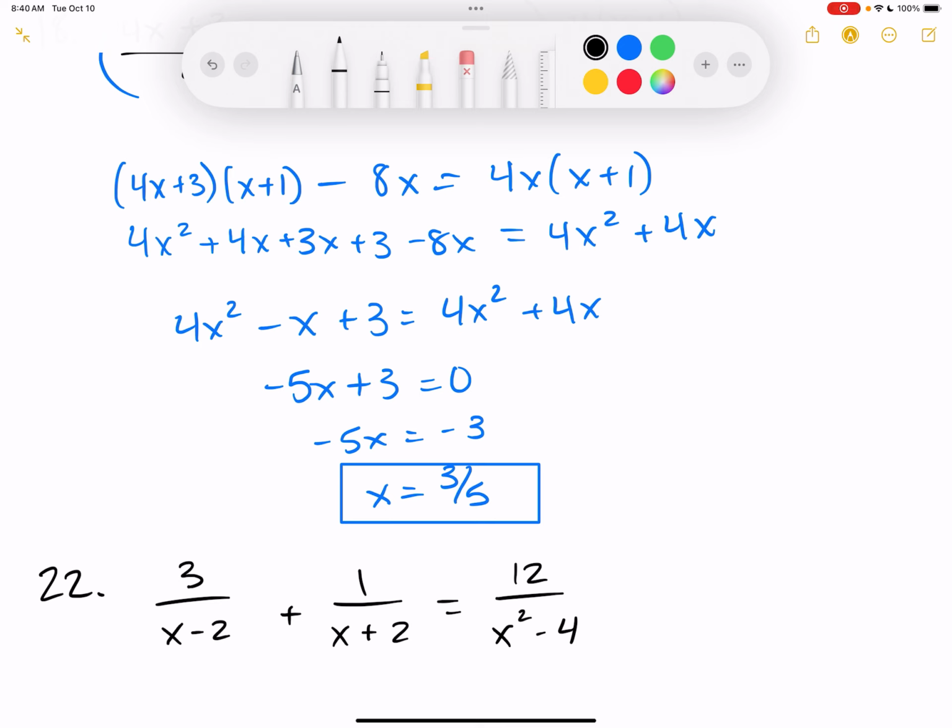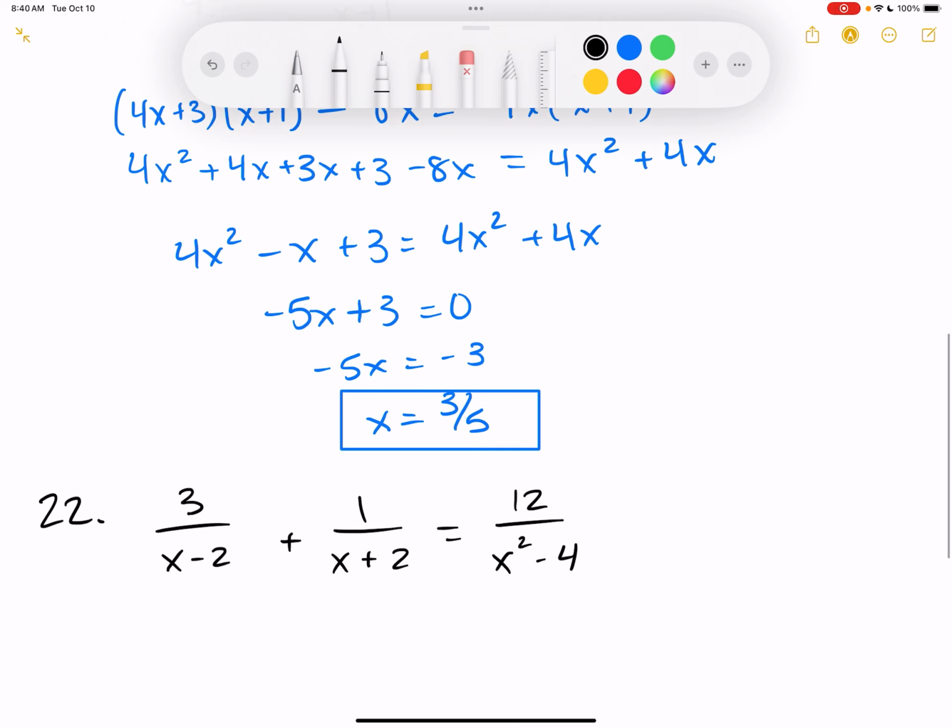So, any idea what x squared minus 4 factors into? It's a special type. Yep, x plus 2, x minus 2. So that's nice because now it's the same thing as these.